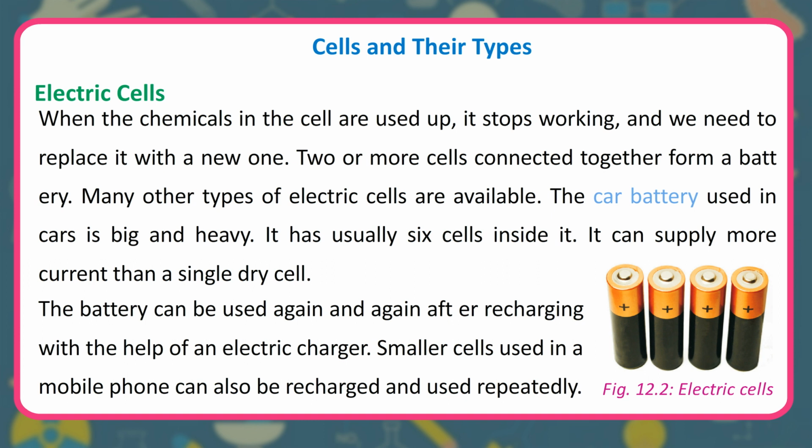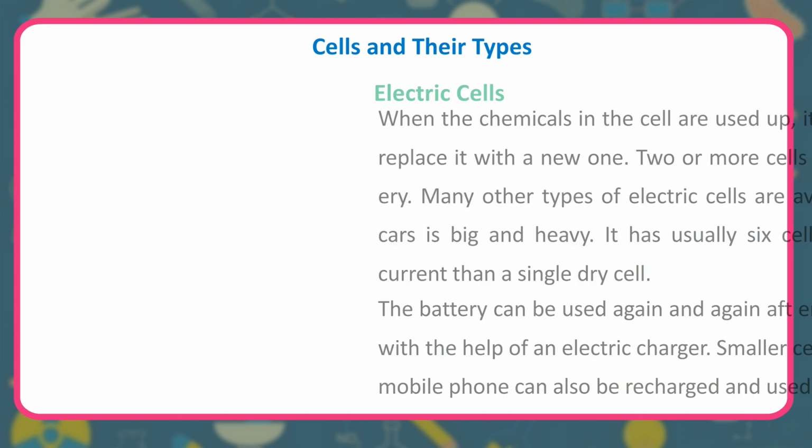The car battery used in cars is big and heavy. It usually has 6 cells inside it. It can supply more current than a single dry cell. The battery can be used again and again after recharging with the help of an electric charger. Smaller cells used in a mobile phone can also be recharged and used repeatedly.